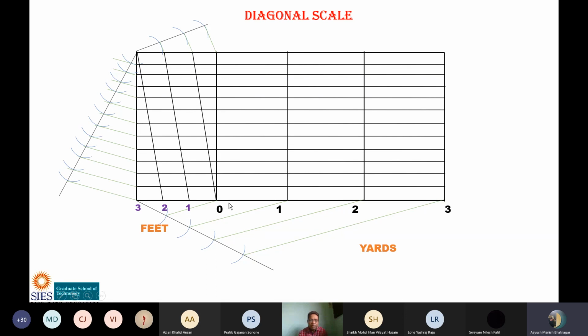Okay. So again, if there is any confusion to any student, 3 to 2 is 1 yard. 2 to 1 is again 1 yard. 1 to 0 is again 1 yard. And from this 0 to this purple 3 is again 1 yard.